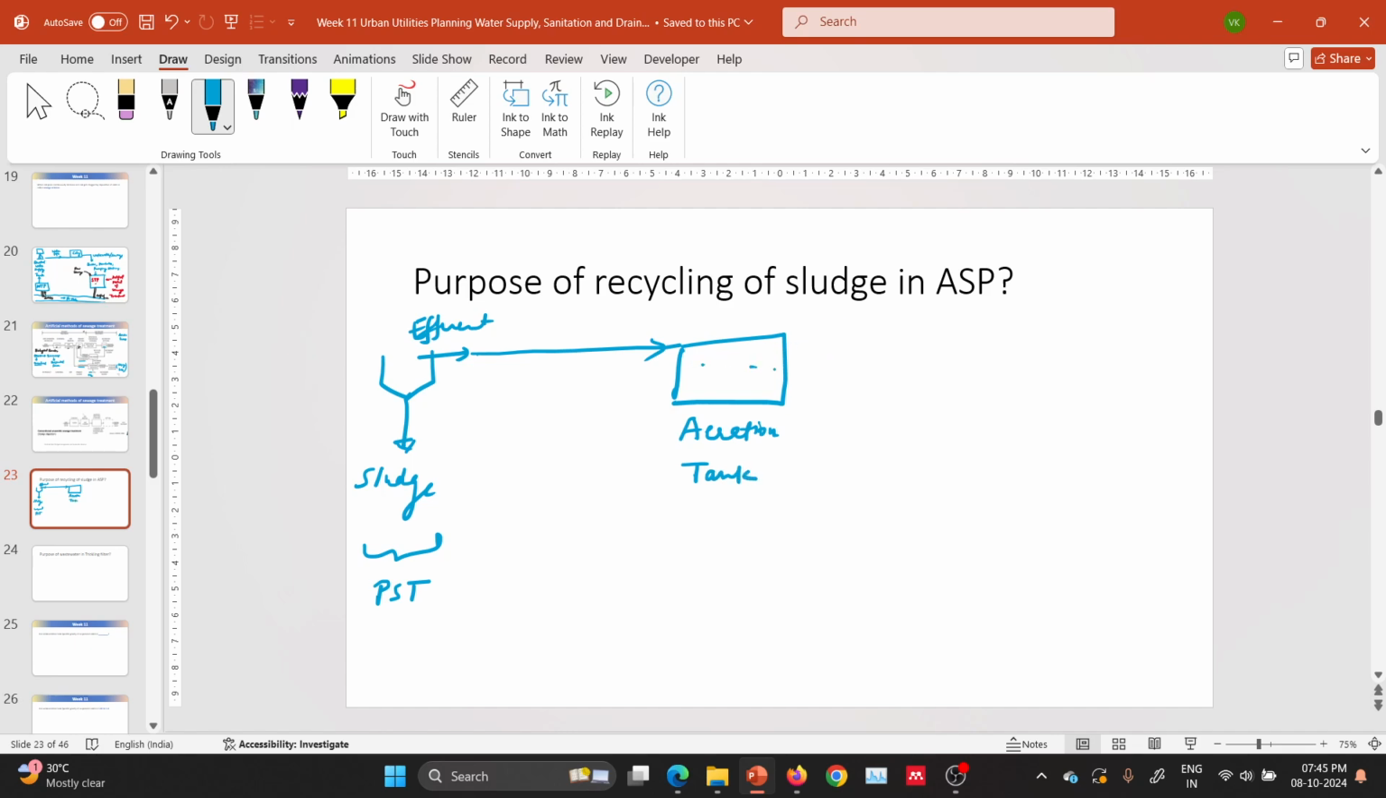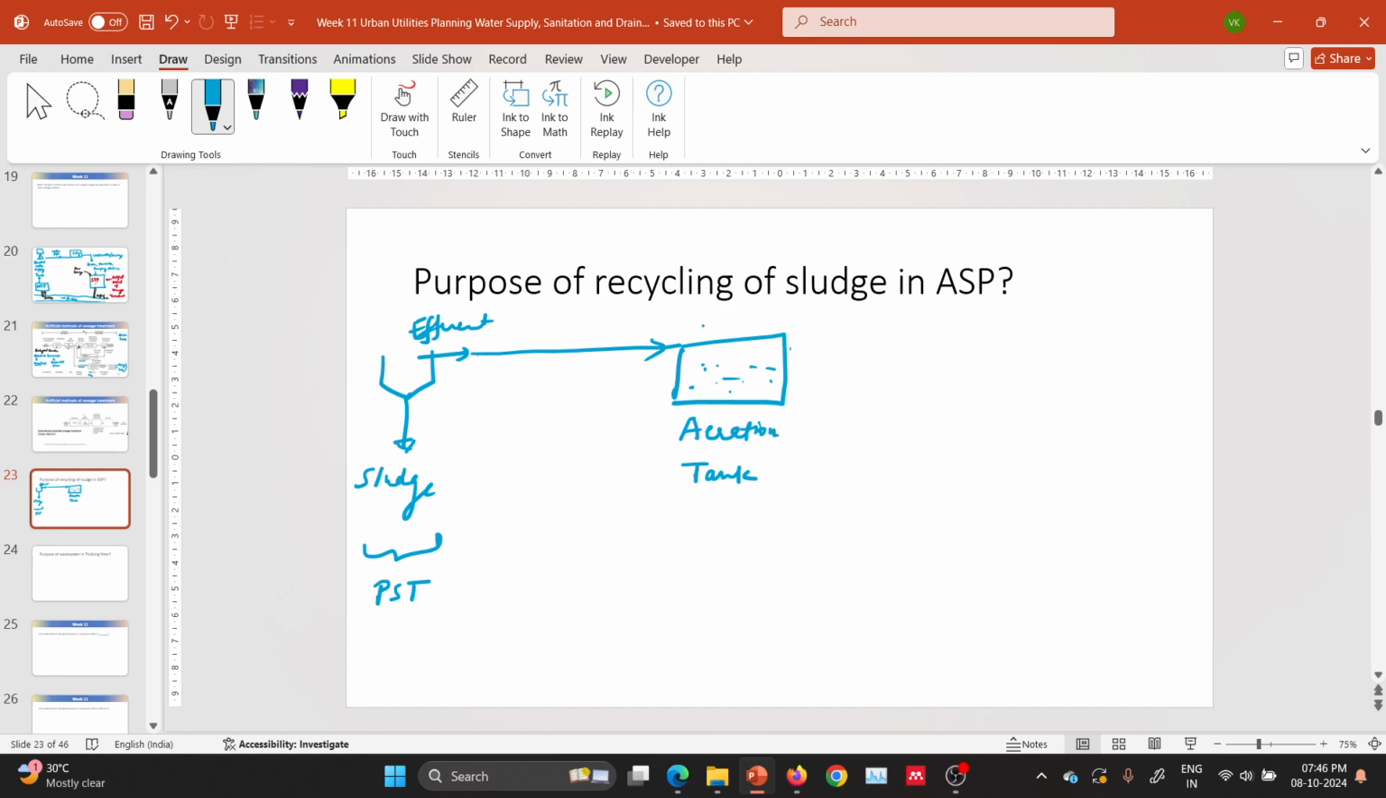And then in this aeration tank, what happens? The microbes will utilize the organic matter, dissolved organic matter, and they will oxidize the biodegradable organic matter into CO2. And when sewage comes in contact with microbes, the microbes will eat the sewage, or specifically organic matter, and they will grow or they will multiply.